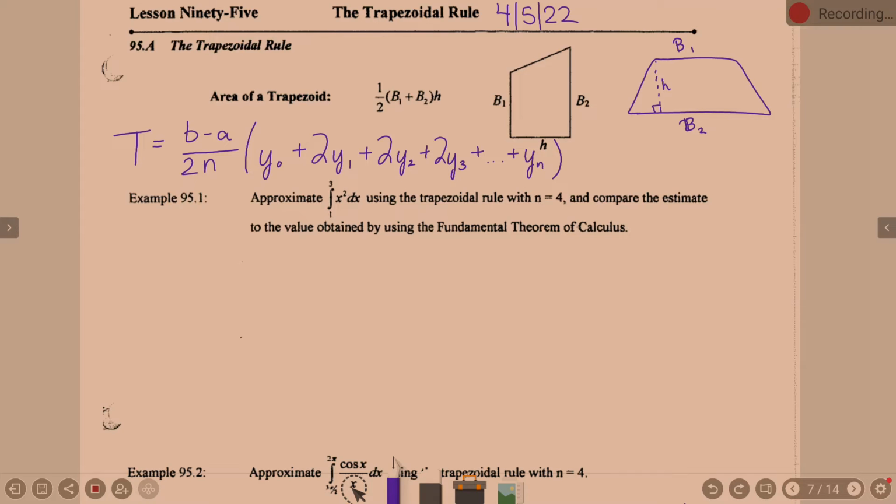But in the trapezoidal rule, it's (b minus a) over 2n times y0 plus 2 times y1 plus 2 times y2 plus 2 times y3 plus dot, dot, dot, because how many trapezoids are we going to break this area up into? Infinity or whatever the problem tells us to. And then plus yn, however far you go. Now, with these y values, you'll notice the first y value and the last y value do not get multiplied by 2. All the other y values get multiplied by 2.